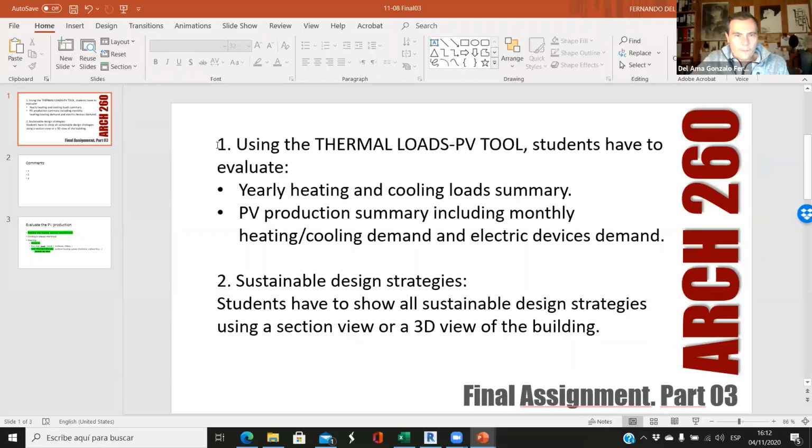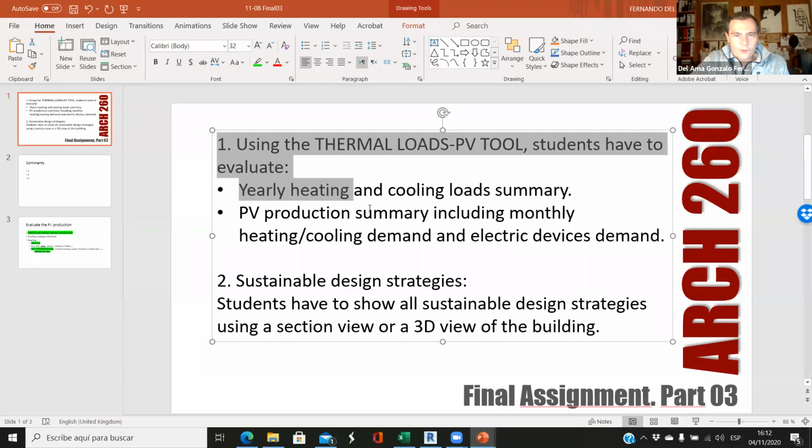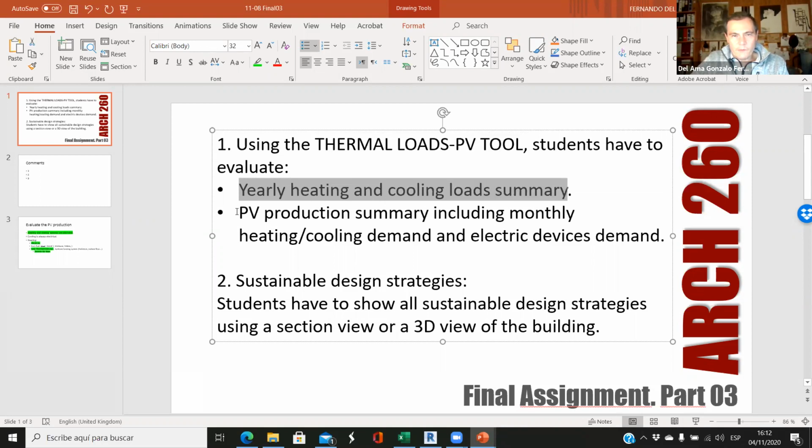I am recording now, and I'm going to start explaining this first part of the assignment. You have to use this tool. I'll upload this tool today, and we have to evaluate yearly heating and cooling loads and the PV production.